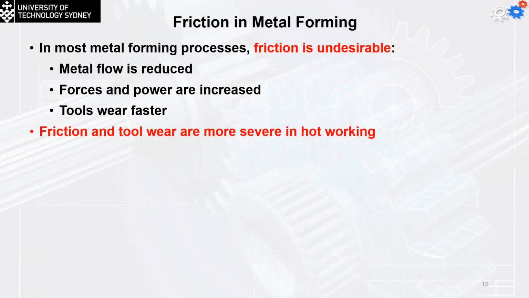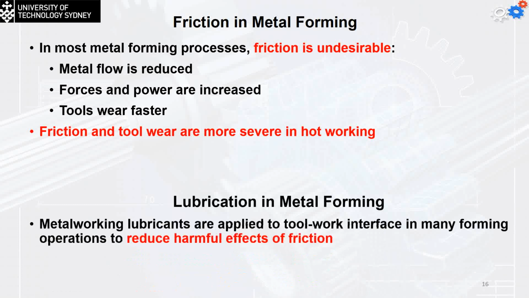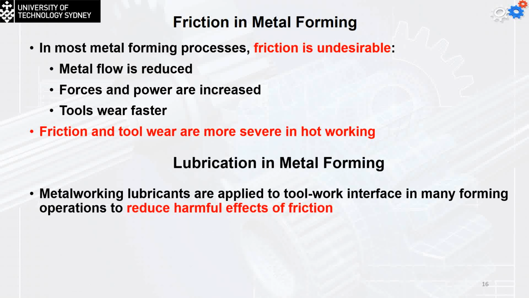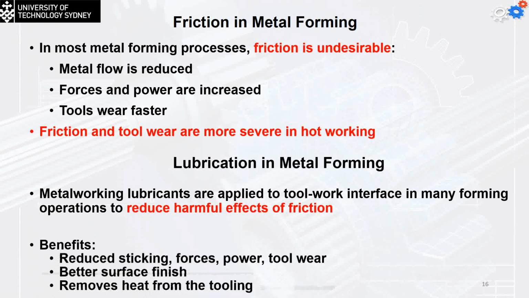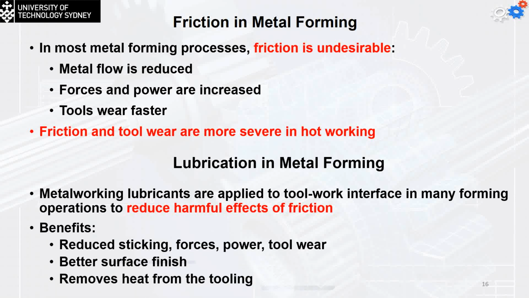the metal forming. So the lubrication mainly is going to reduce the harmful effect of the friction in the deformation process. The benefit is we're going to reduce the sticking, the forces, the power, and the tool wear. And we're going to have better surface finishing because of these reductions. And it's going to remove the heat from the tooling, thus we're going to have longer life for the tools.